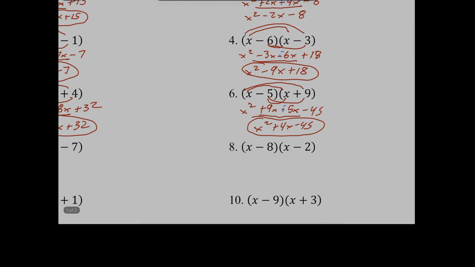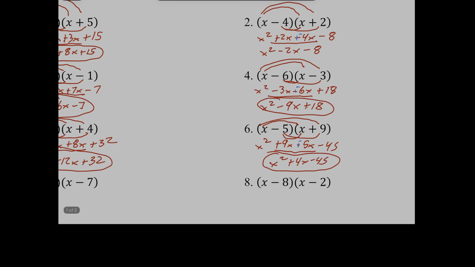Now, you may have noticed some patterns in here. Here's what I want you to see. Let's just take a look at the last number. Negative 45, well, that's negative 5 times positive 9. Look at number 4, positive 18. That's negative 6 times negative 3. Take a look at the third here.